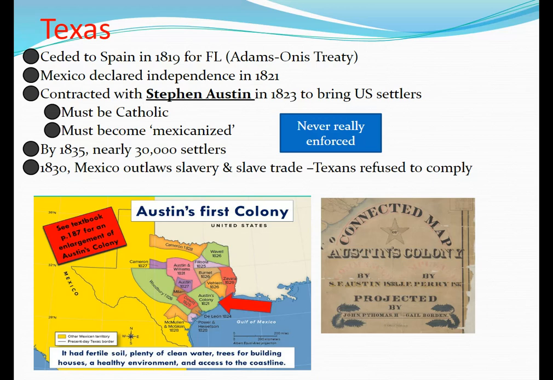Within 2 years, Mexico has its own revolution from Spain and declares its own independence. And part of this declaration of independence will come a new constitution, and within a few years, Mexico will be different from the United States in that it will be a place that has abolition. There will be no slavery. Why does this matter? Well, as Mexico is an independent country, this area of Texas now belongs to them.